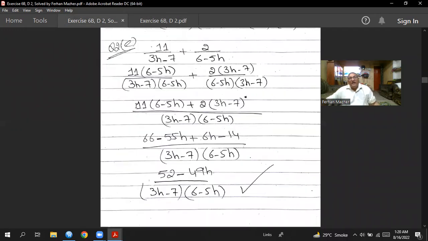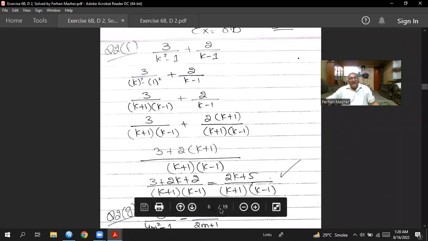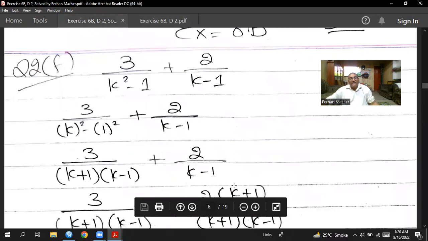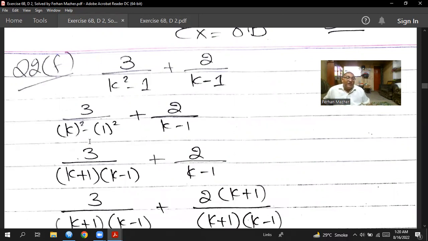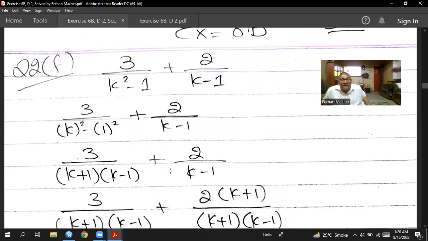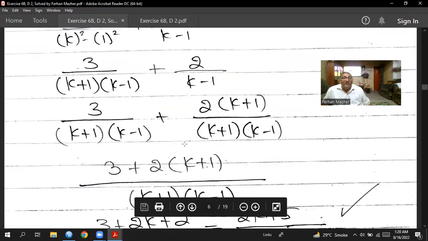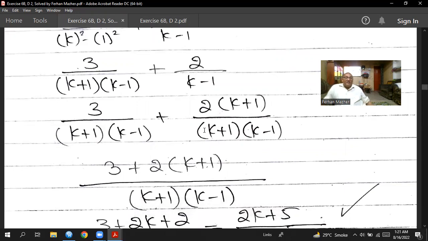Okay, so here, the first one can be factorized. And let me increase the size so you can understand it. So here 3 divided by k square minus 1, the k square minus 1 square. So if you have a negative between two perfect squares, this can be written as k plus 1, k minus 1, and the plus 2 divided by k minus 1. So both these denominators are same, and this one is not present here. The k plus 1 is not here. So I will multiply upstairs and downstairs with the k plus 1 and k plus 1 downstairs.